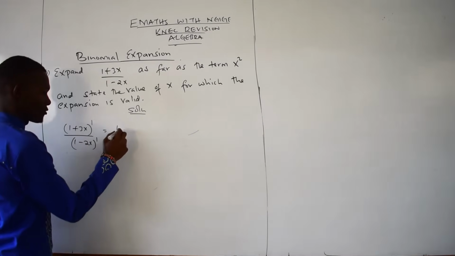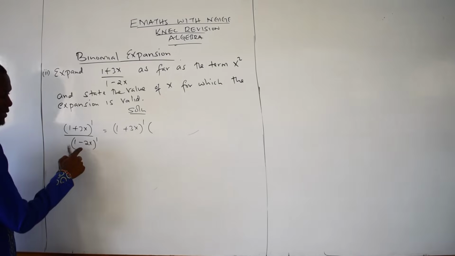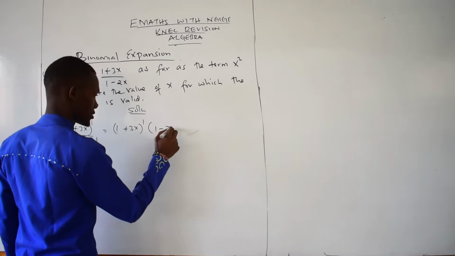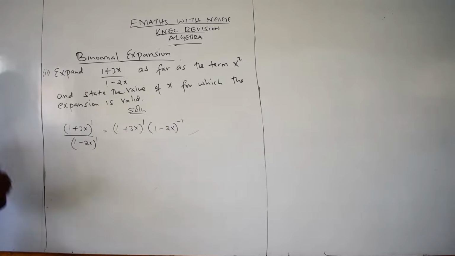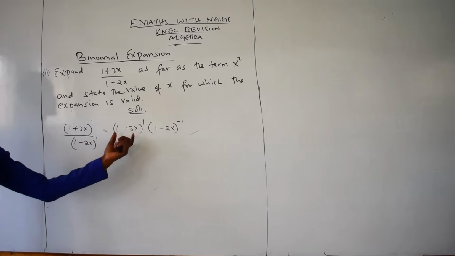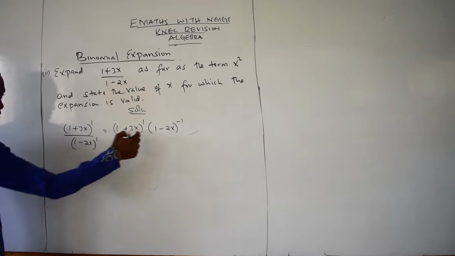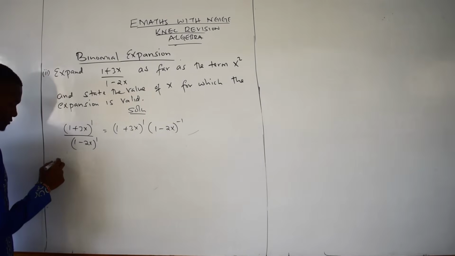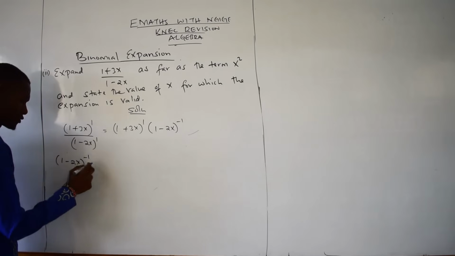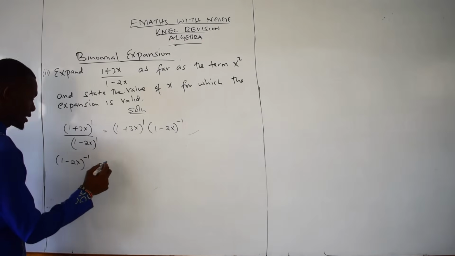So rewriting this, we have (1 + 3x) to power 1. Then taking the term in the denominator, we have (1 - 2x) to the power of negative 1. Now this term is already in its most expanded form because it is power 1, so it will just remain the same. Let's expand the other function, (1 - 2x) to the power of negative 1. Remember, it is up to the x squared term.